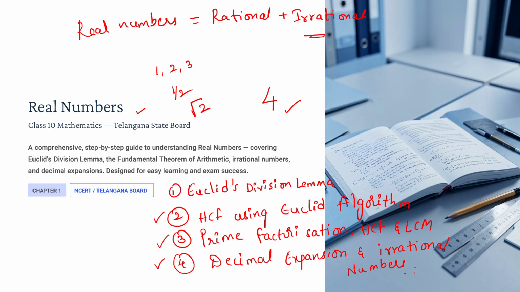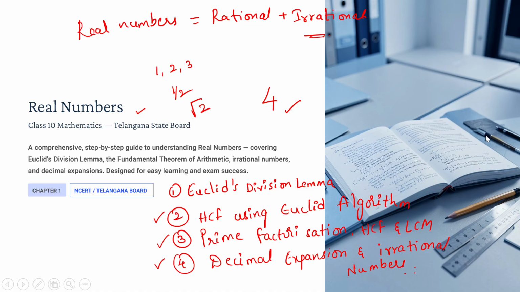So, real numbers are nothing but the numbers which we use in maths. It can be numbers, it can be fractions, it can be root 2, root 3, any number. So, real numbers are nothing but rational and irrational.